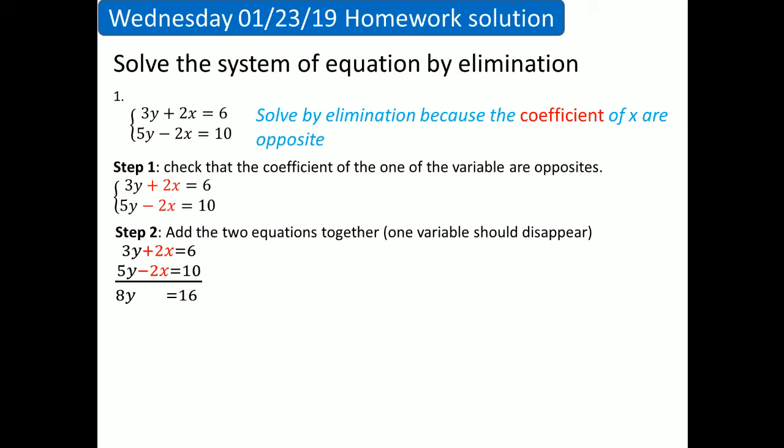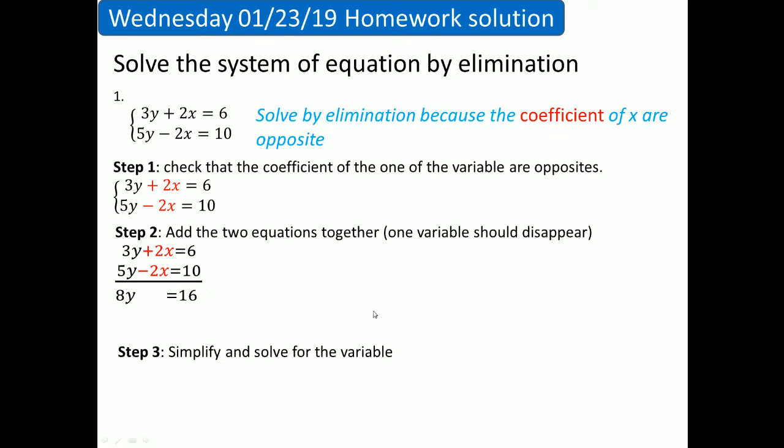Now, look, we have 3y plus 2x equals 6 as the first equation. The second equation is 5y minus 2x equals 10. Once I add, 3y plus 5y becomes 8y. 2x plus negative 2x becomes 0. Notice how it disappears. 6 plus 10 is 16. One variable did disappear. So we did the elimination correctly.